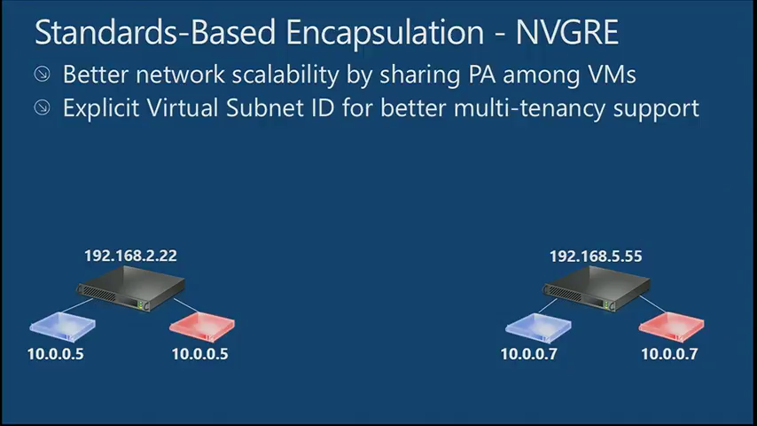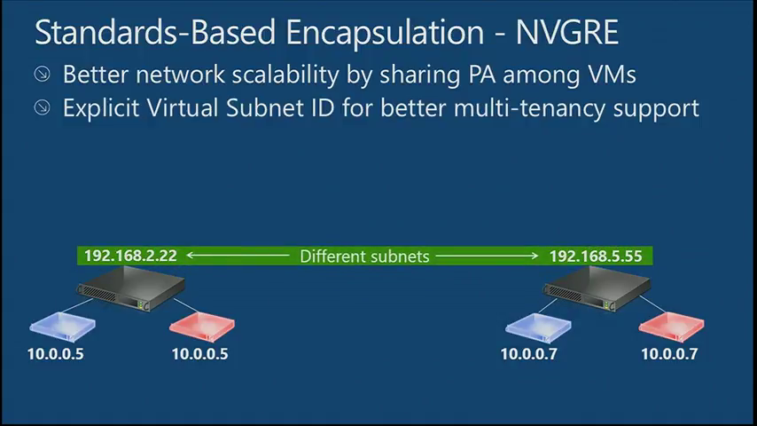And so what we do is we share the public address space between our VMs, but every bit of traffic that comes out from an isolated VM has the virtual subnet ID tagged to it as well. And so we'll have a look at that traffic flow now. This can actually work across different physical subnets as well. In this case, you can see we've got our 10.0.0.5 machines sitting on 192.168.2.22, and our 10.0.0.7 addresses sitting on 192.168.5.55. So as long as there's routing between those subnets, we'll be able to talk between those two machines as though they were on the same physical network.